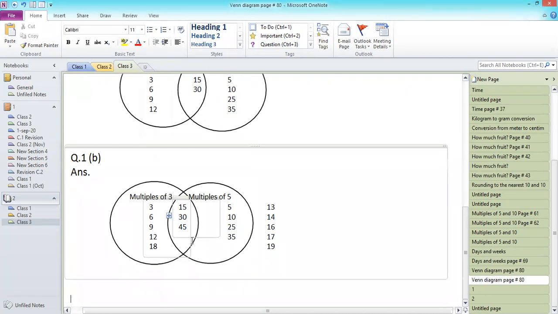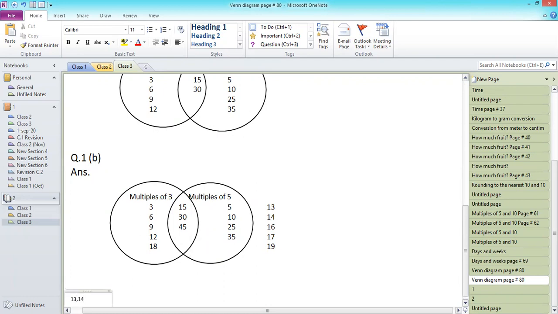So you will write 13, 14, 16, 17, and 19 are outside the circle because they are not multiples of 3 and multiples of 5. This is the explanation.